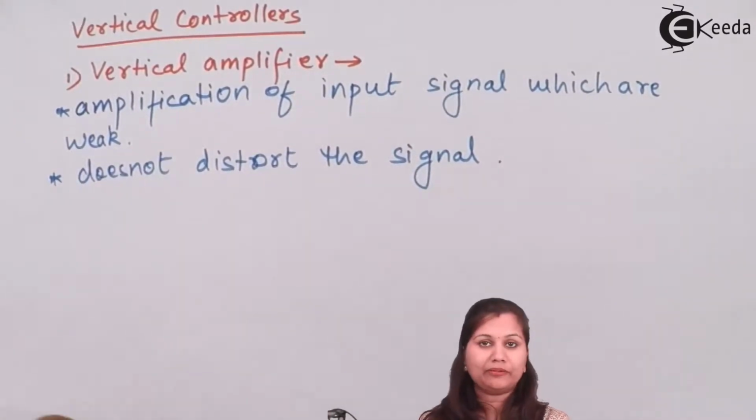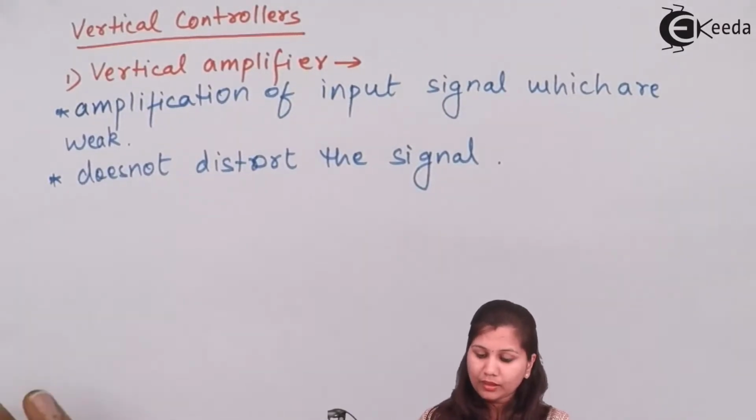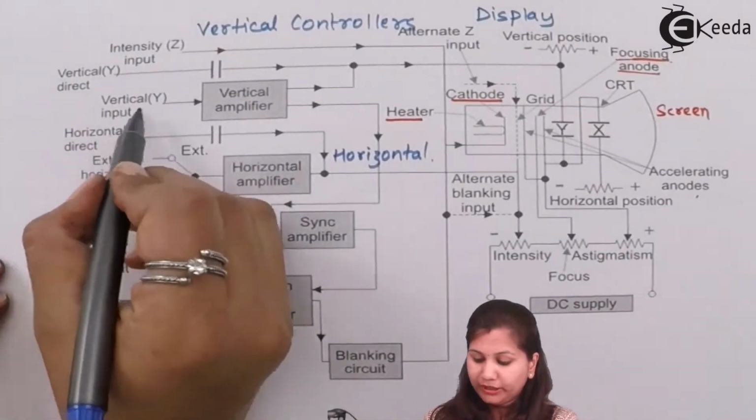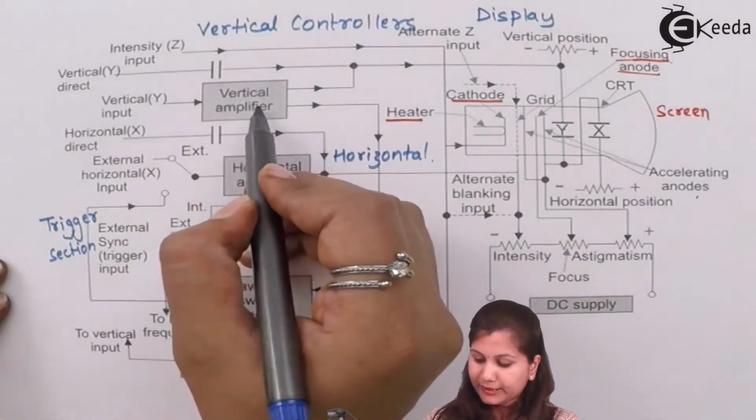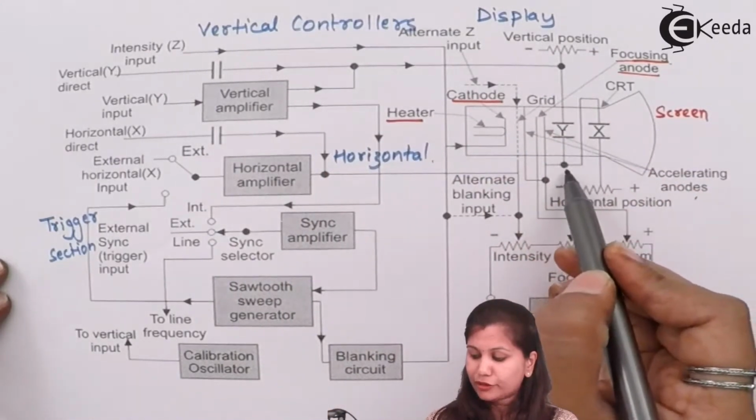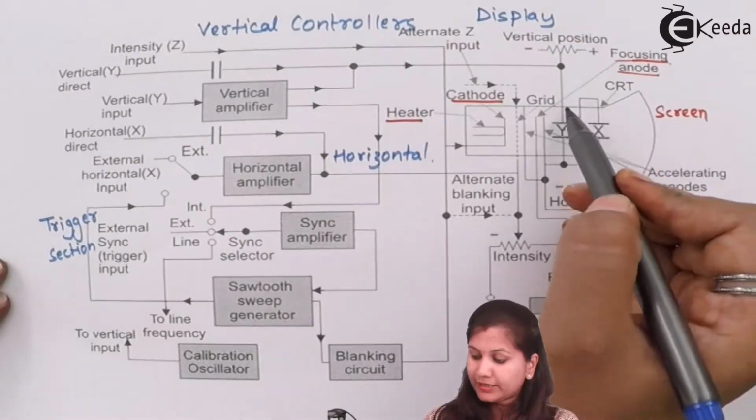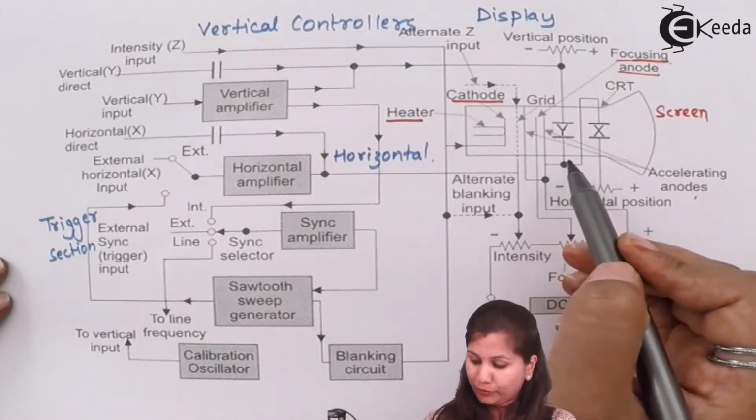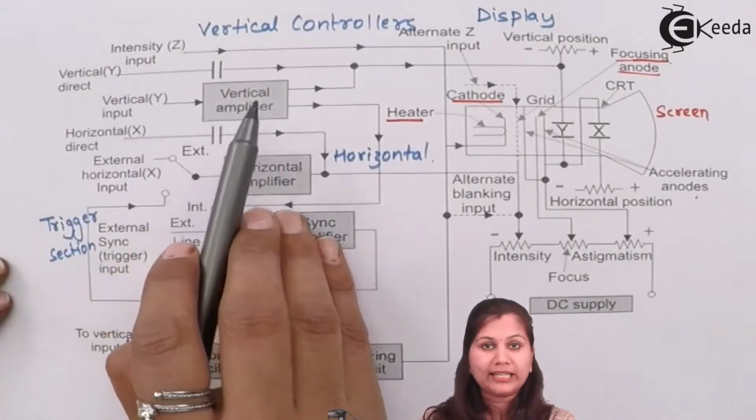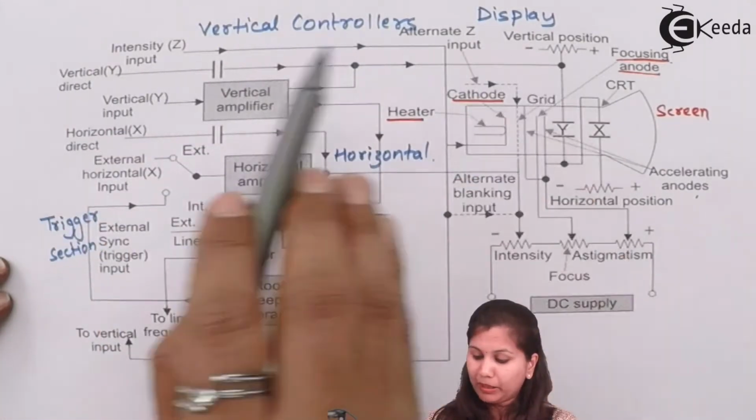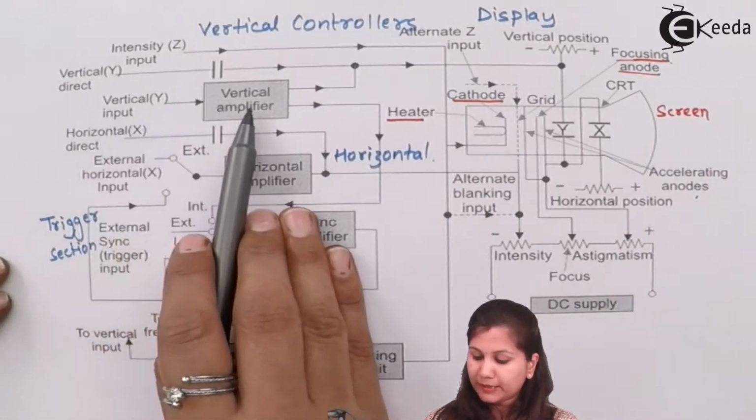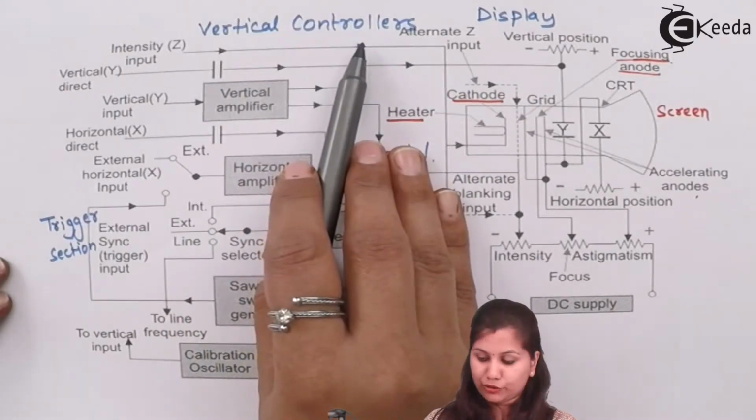Okay, so just amplification is done here. Also here you can see that this vertical input, that is Y input, is applied to the vertical amplifier, and then it is given to the Y deflection plates, that is the vertical deflection plates. Now, if we want the signal to be applied directly without any amplification, a vertical direct input is also available, and this input is applied after the amplification.